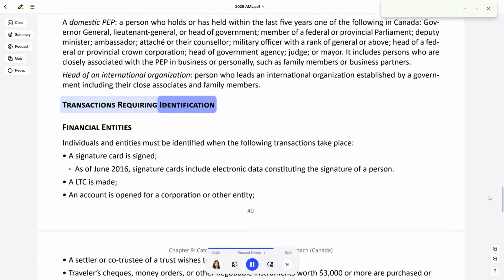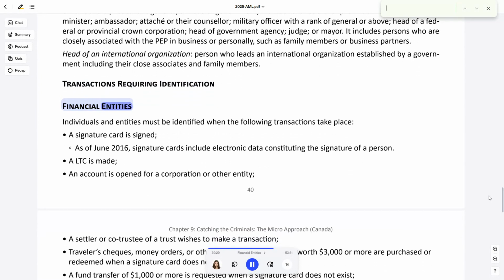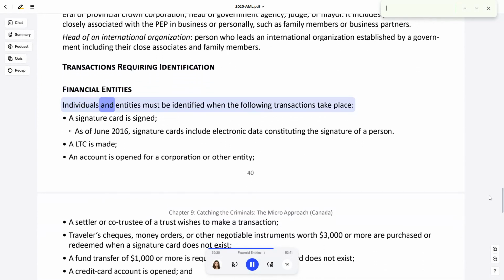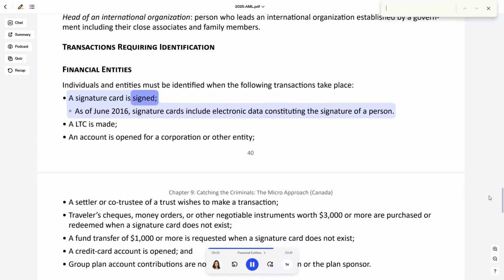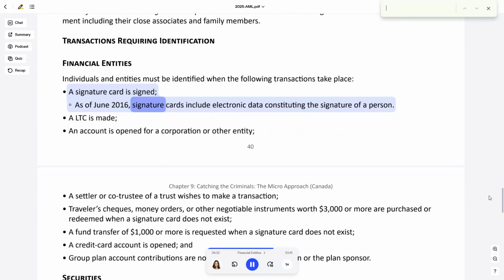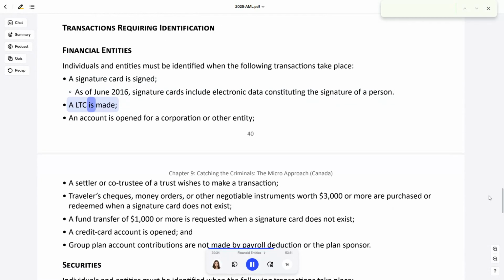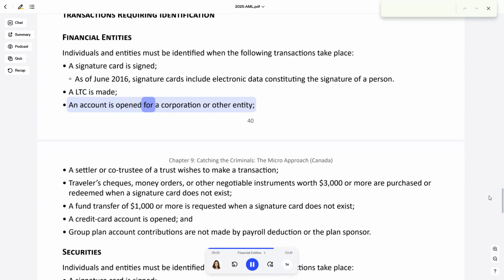Transactions requiring identification. Financial entities. Individuals and entities must be identified when the following transactions take place. A signature card is signed. As of June 2016, signature cards include electronic data constituting the signature of a person. An LCT is made. An account is opened for a corporation or other entity.